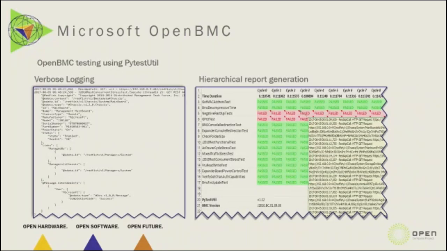So this PyTest util creates hierarchical logging. It creates a verbose log for Redfish, or it can just create a summary of all the tests it has done, which is a hierarchical view. We are still doing some more work around that. For PyTest util, our plan is to add the REST API so we can pump all the test results back to the web server.